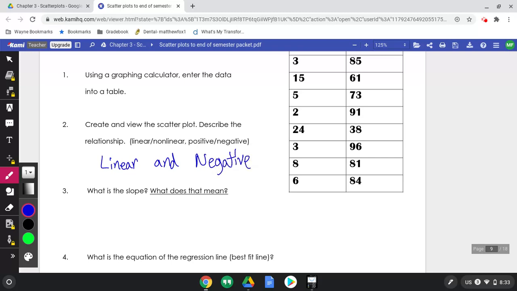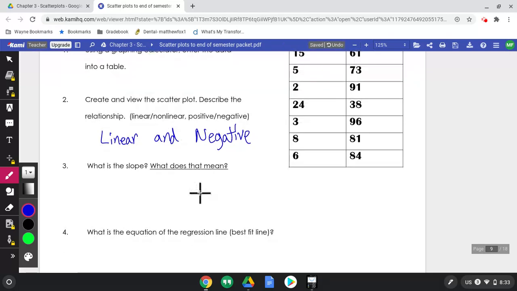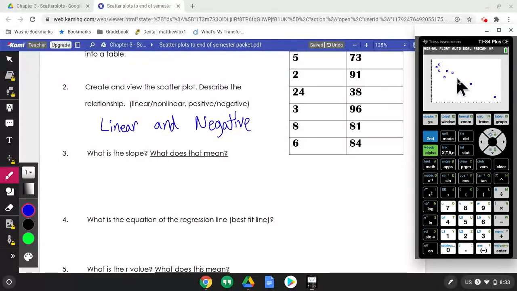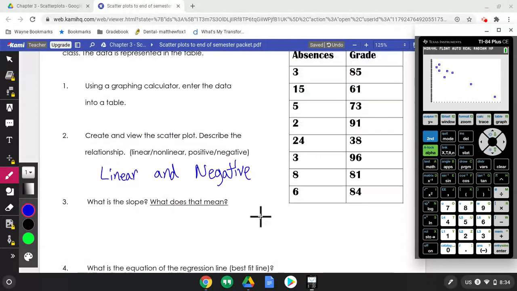All right, now question 3 asks, what is the slope and what does this mean? Now in the past, we would have taken 2 points on here. We used y2 minus y1 over x2 minus x1. We found the slope by hand. Now we're going to use our calculator to do some stuff for us.